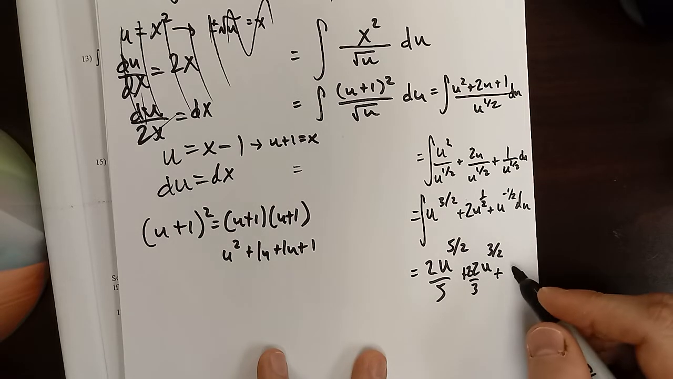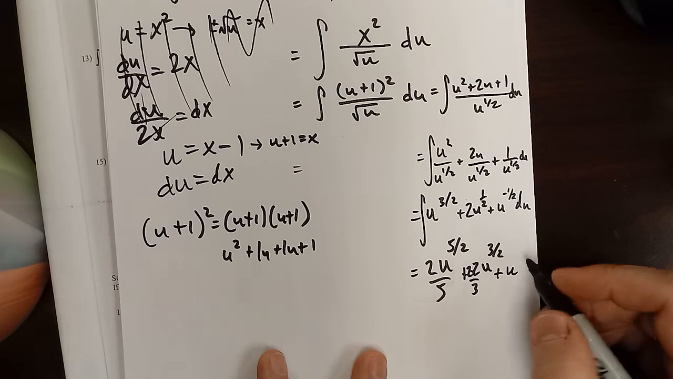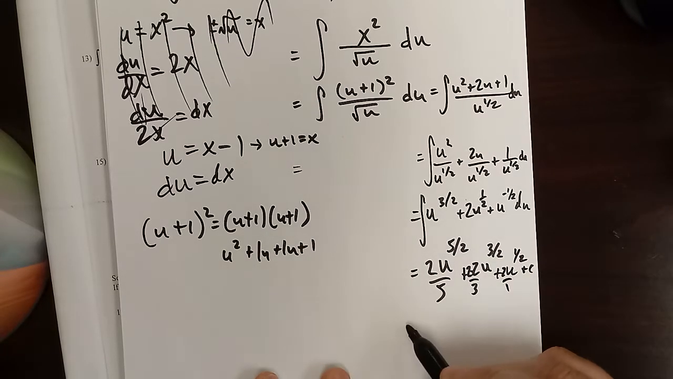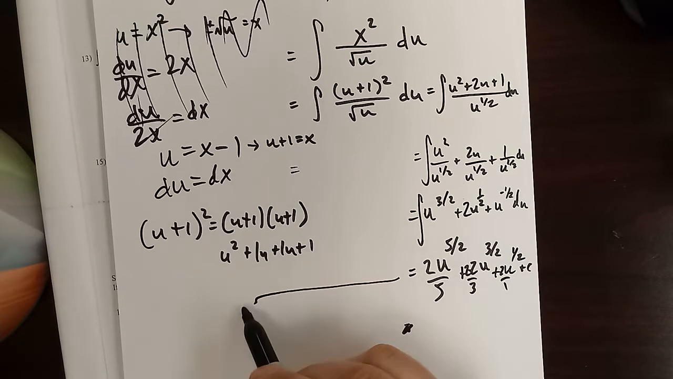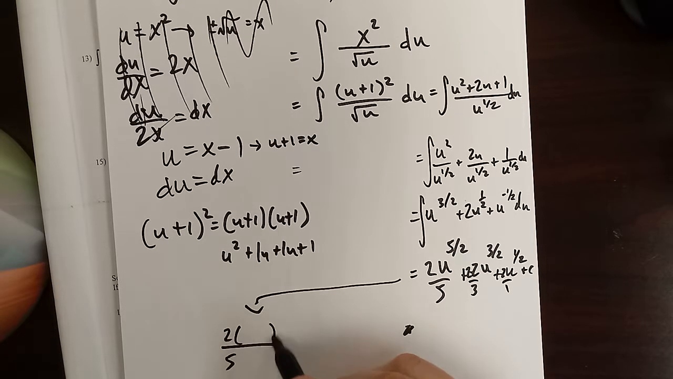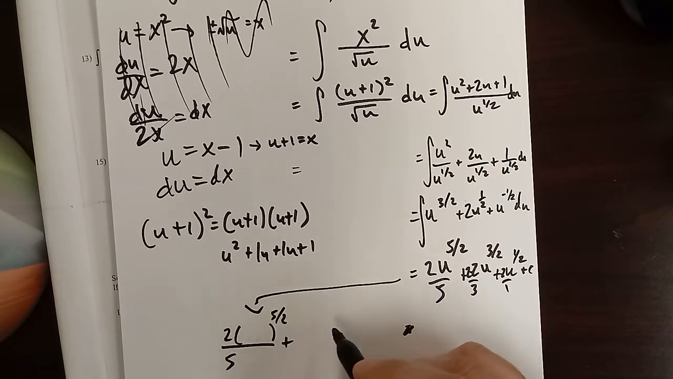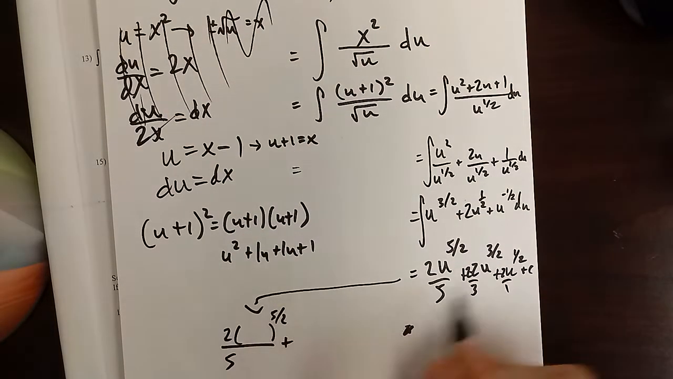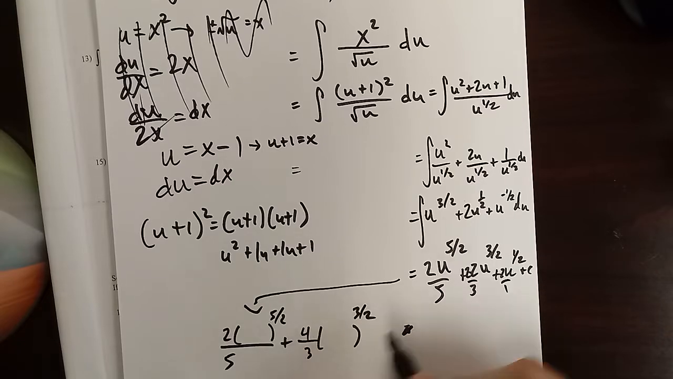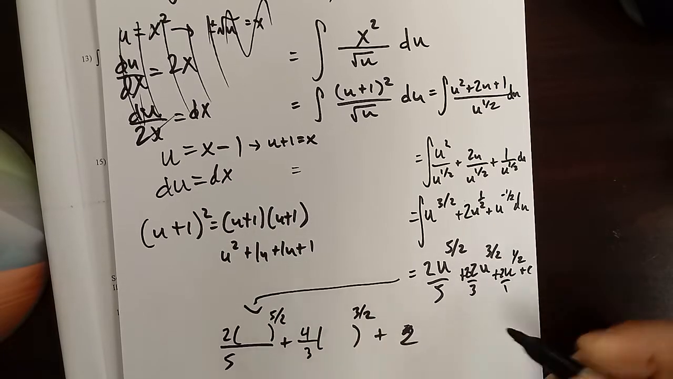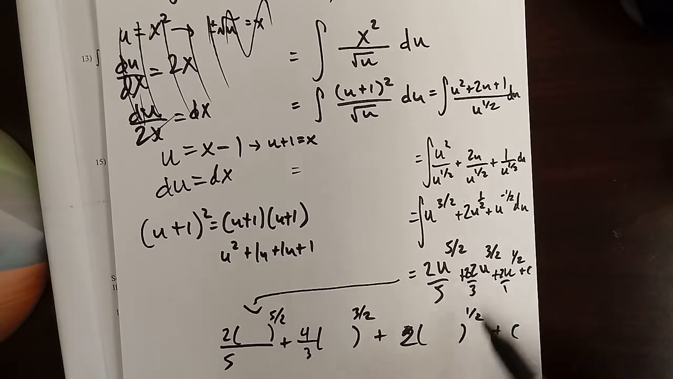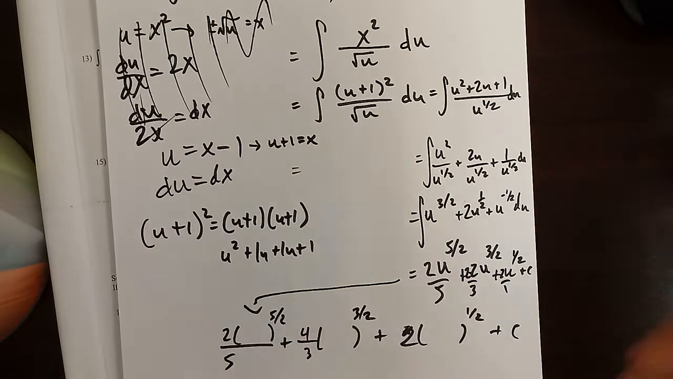Then plus u to the, we'll add 1 to that, get u to the 1/2 plus C, times 2 over 1. So final answer, I'm running a little bit low on space. I'll write it over here. Final answer, 2/5 u to the 5/2 plus, I actually forget what u is right now and I'm not looking, plus 4 over 3 u to the 3/2 plus 2 u to the 1/2 plus C. All right, so u was x minus 1.